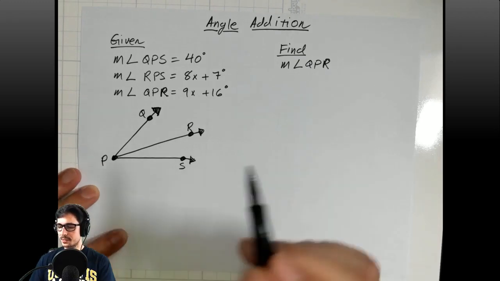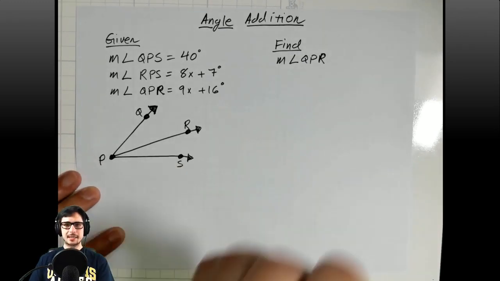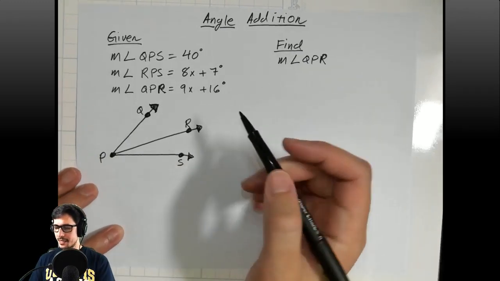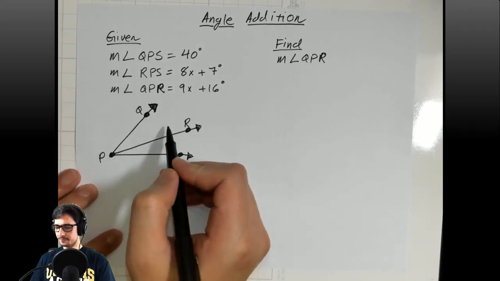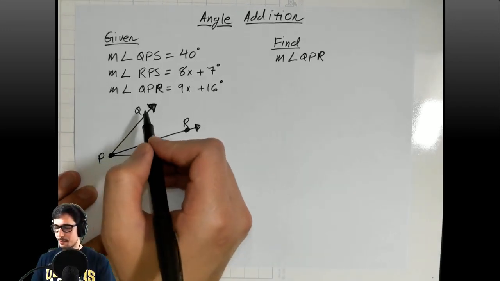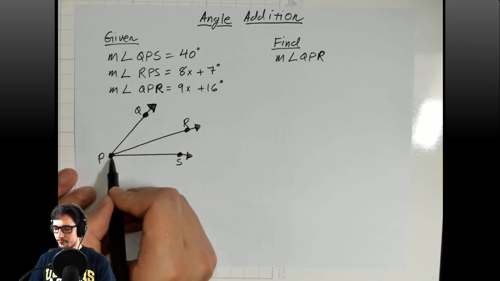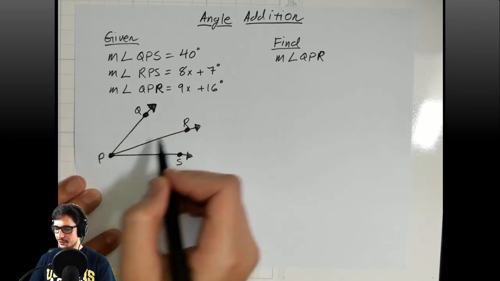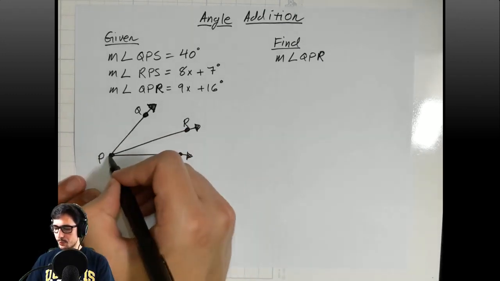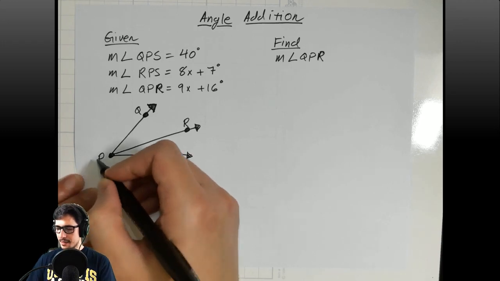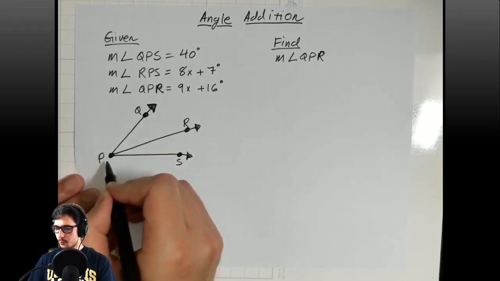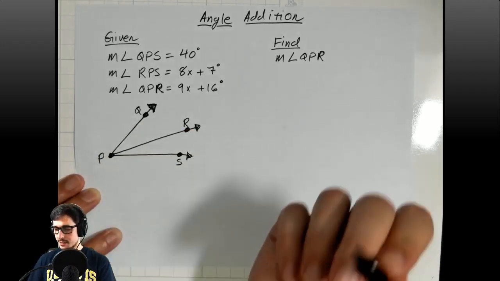So let's take a quick look at the picture because for me, I think I start more on the visual side of things. So it looks like a footprint of some kind, but we have, from a vertex, three rays shooting out here. So we have a vertex, which we're calling P. We have a ray Q, a ray R, and a ray S.